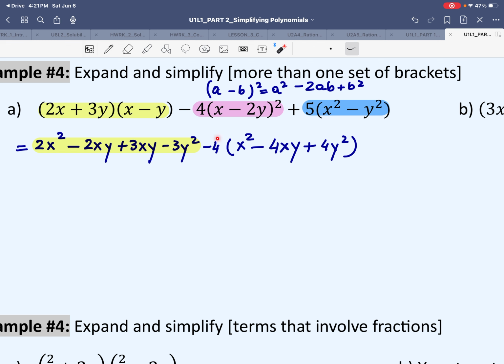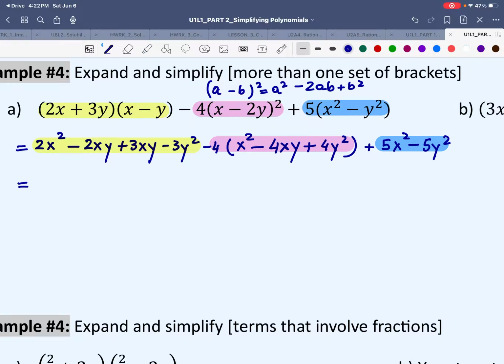So remember, the number 4 is still sitting here. We haven't finished multiplying in here. We need multiple steps. And lastly, we have a simple expansion, 5x squared minus 5y squared.